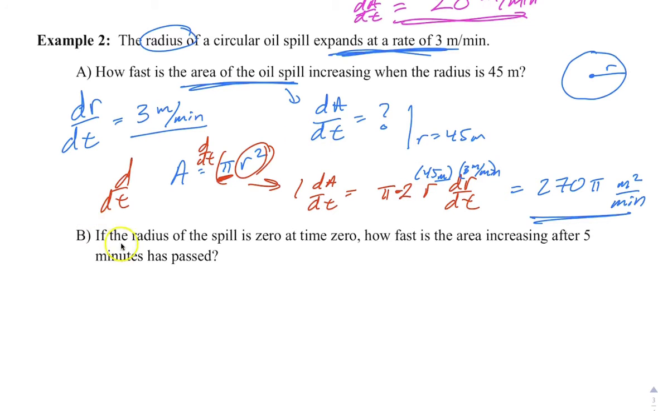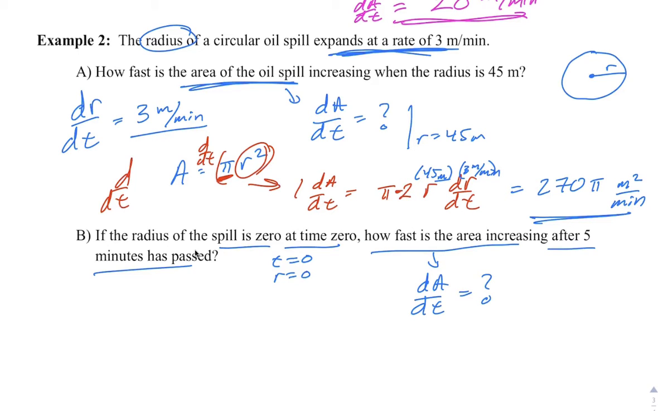Second problem. If the radius of the spill is 0 at time 0, how fast is the area increasing after 5 minutes have passed? So that's a little funkier. So the radius of the spill is 0 at time 0. So when time equals 0, the radius equals 0. How fast is the area increasing? So dA/dt, that's what I'm looking for, after 5 minutes. So when time is 5 minutes.